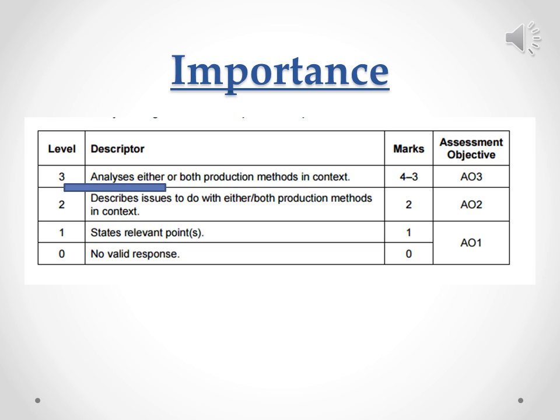So you're then having to do one point which is fully developed and fully explained. Okay, this print screen is from the mark scheme. It's from a 9-mark question. And it just highlights that it analyses either or both production methods in context. So I assume that this question was about what method of production they should use.